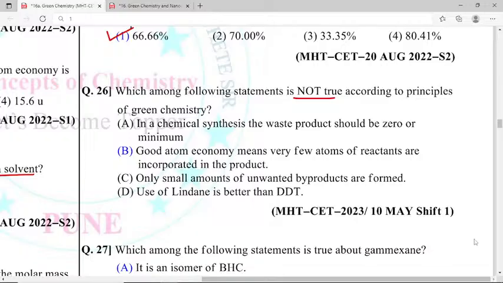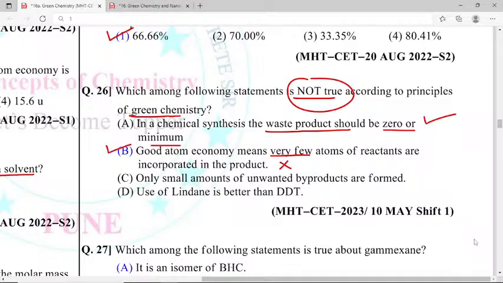Which among the following statements is not true according to the principles of green chemistry? In a chemical synthesis, the waste product should be zero or minimum. Yes, it is correct, it is true. Next, a good atom economy in the product. No, this is not very few, this is maximum. So this is not true.